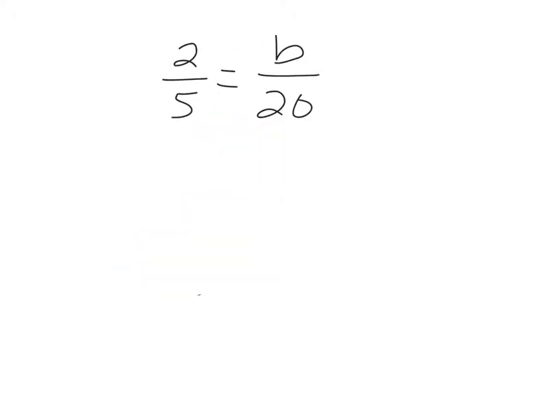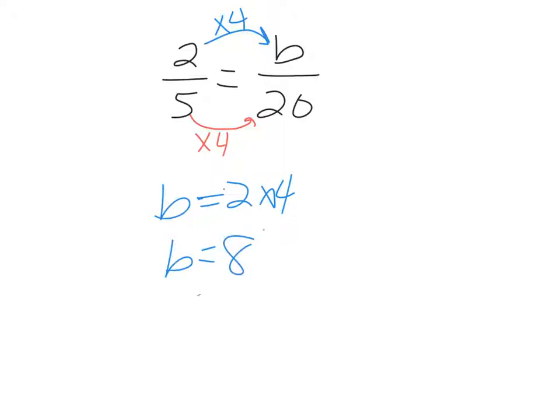Here's another proportion. We've got 2/5 = b/20. Again, what do we multiply the bottom number by to get 20? 5 times 4 would get me 20. So I need to do the same thing on the top. I'm going to multiply 2 by 4 to get b. So b is equal to 2 times 4, so b is equal to 8.